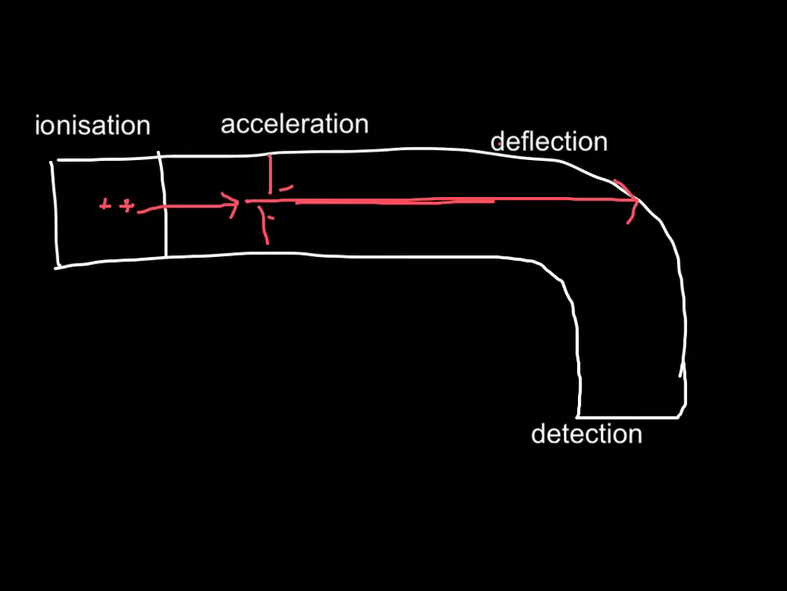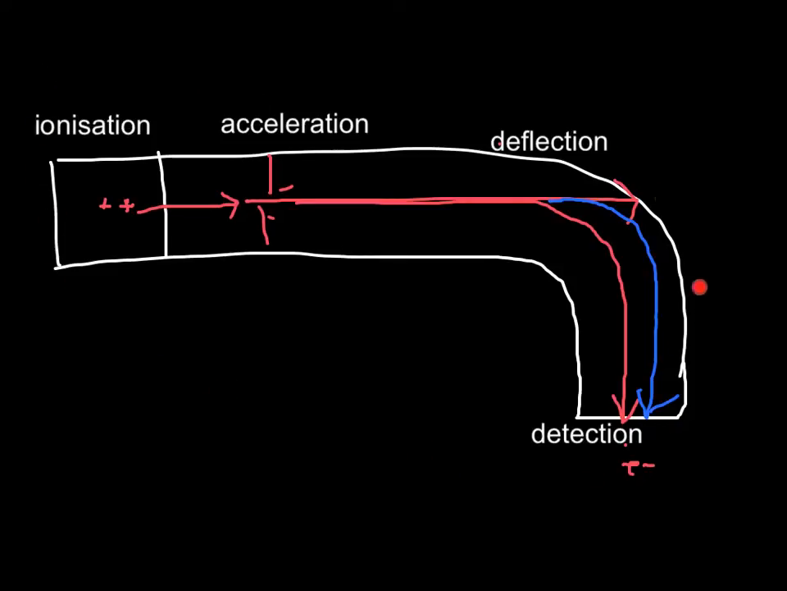So the lighter ones would be deflected the most, and they would hit the detector, and you could measure, again using the same method as before with the picking up of electrons, the abundance of the lighter one. You could then increase the field strength of the electromagnet, and then the heavier ones would start hitting a detector, and you could then measure the abundance of those ones.